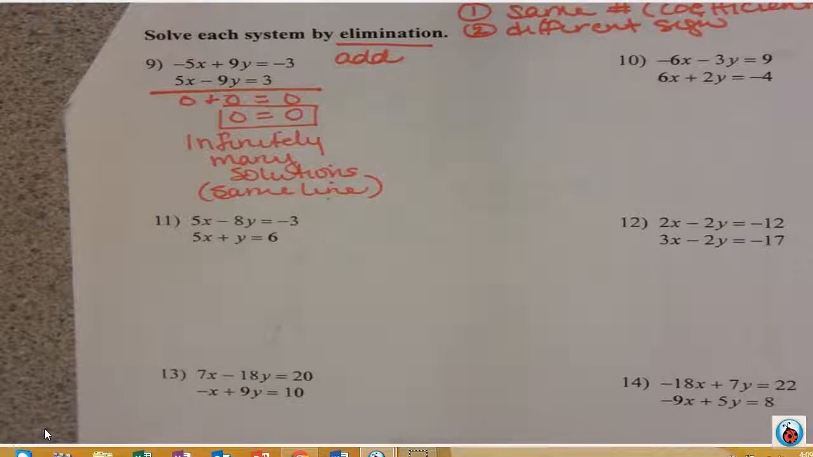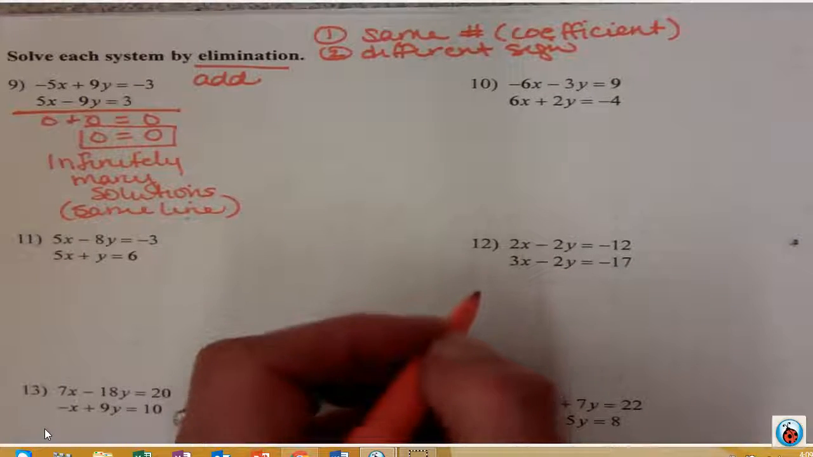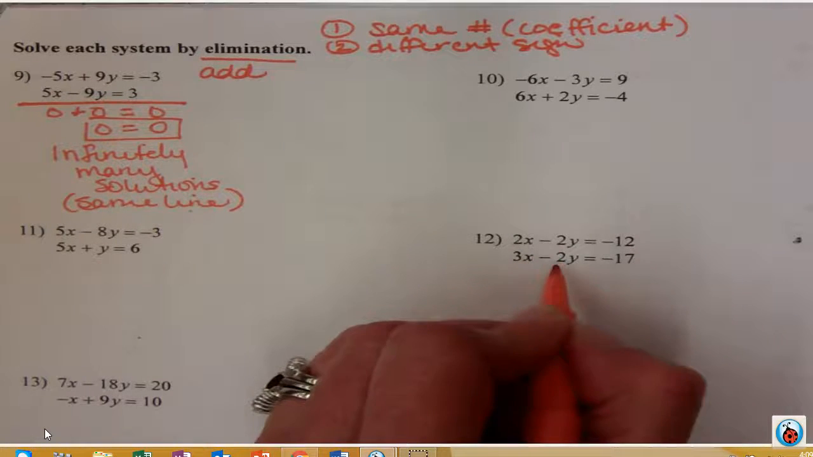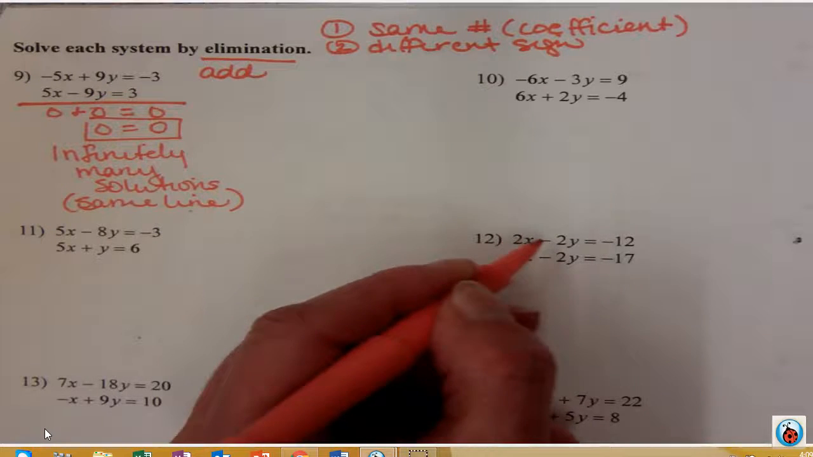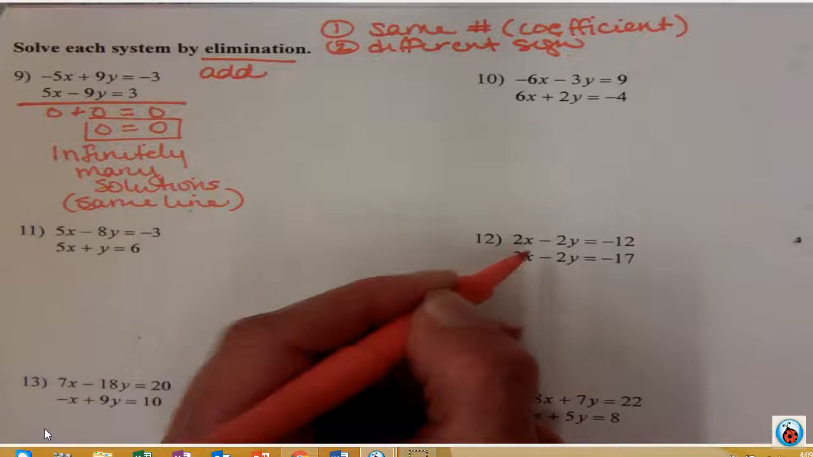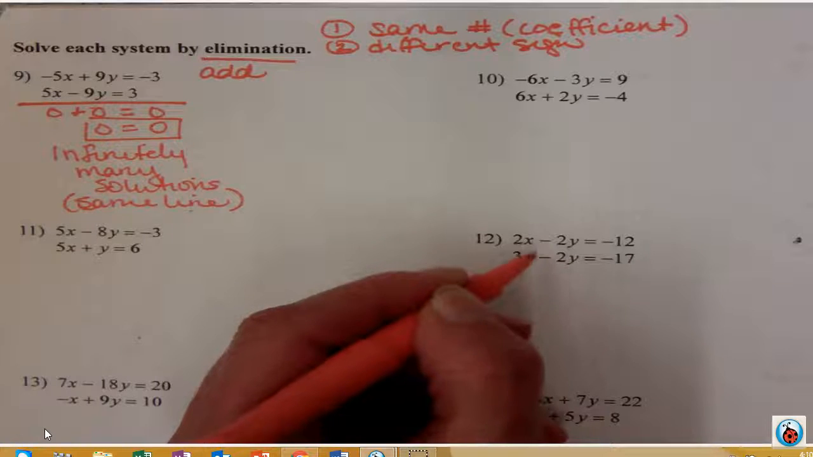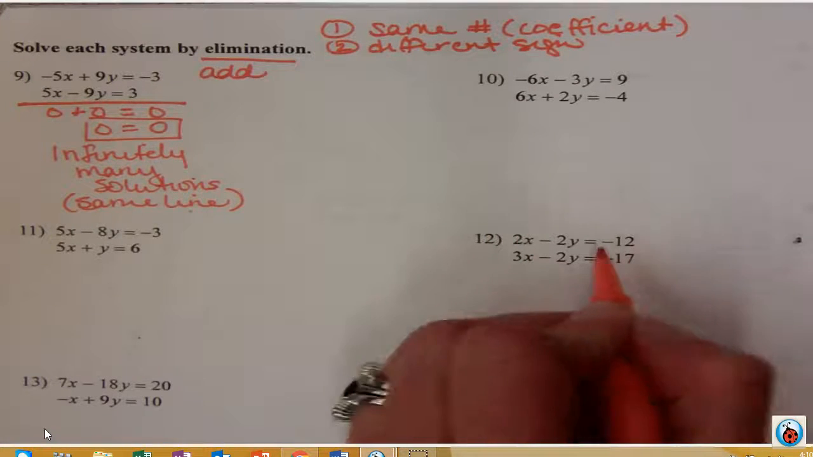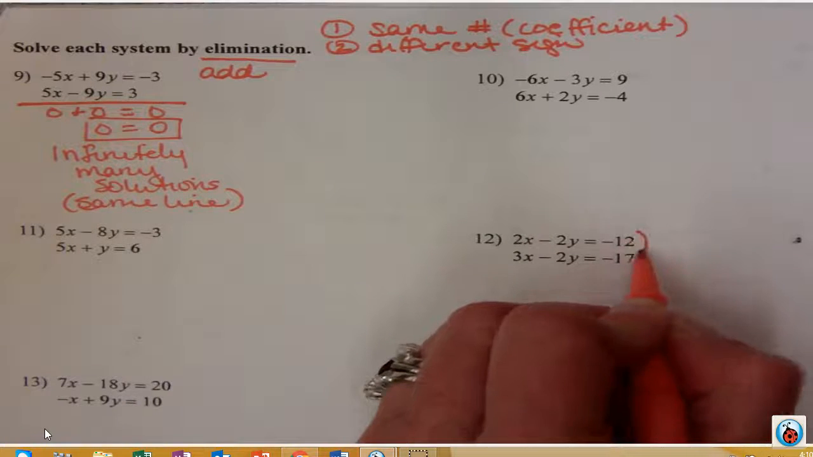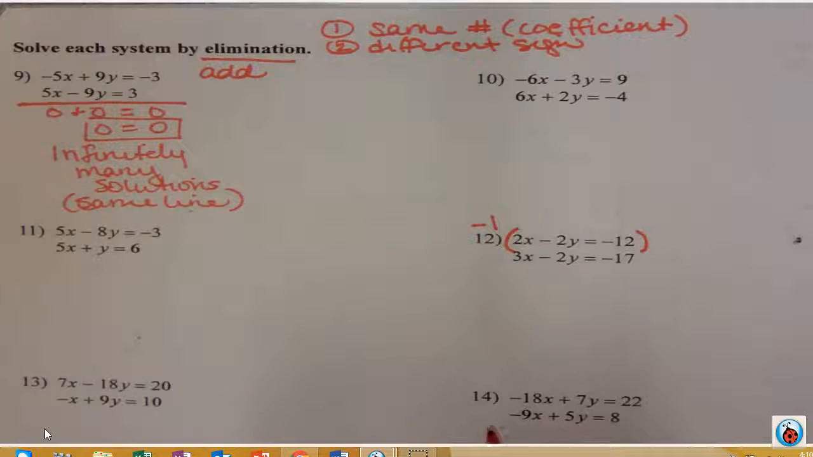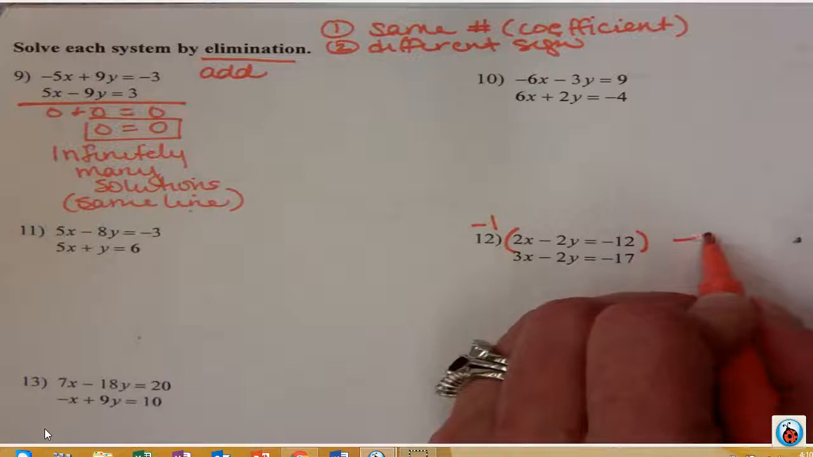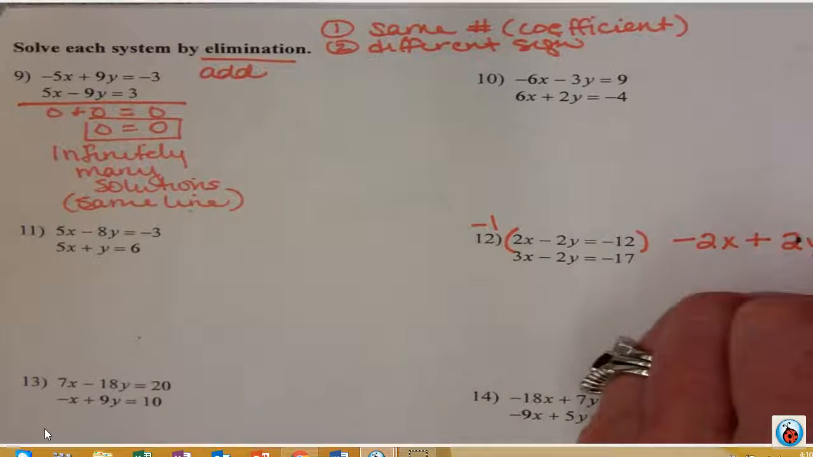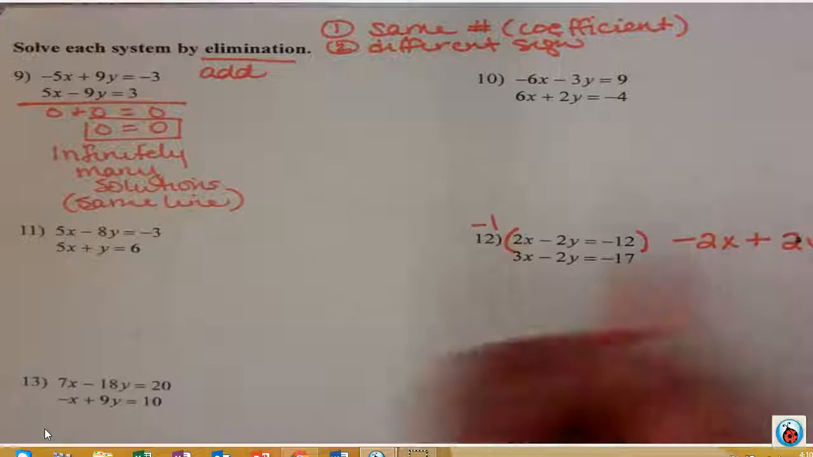Let's do number 12. We have different numbers here, so we are going to look and see what our y has. We have the same number here, so that's good. But we have the same signs here, and we want a different sign. So in order to make it a different sign, I'm going to multiply by negative 1. That's going to effectively change all of my signs. So I get negative 2x plus a negative times a negative is a positive 2y equals a negative times a negative equals positive 12.